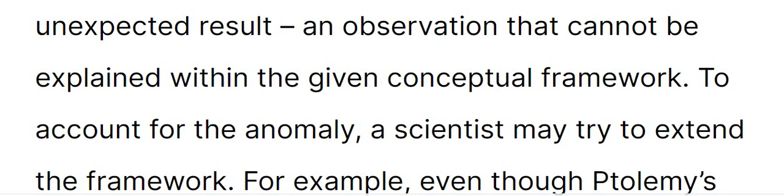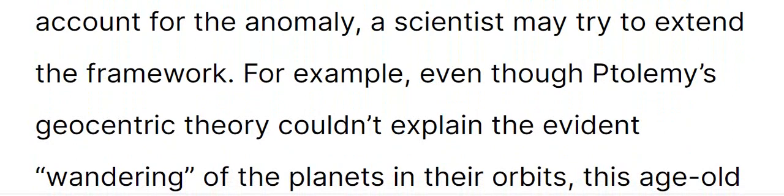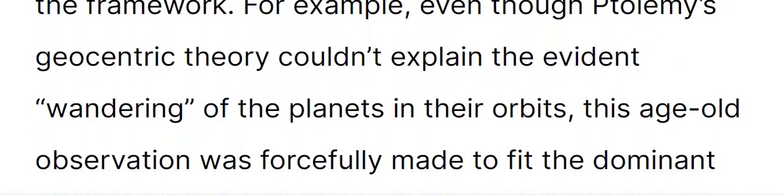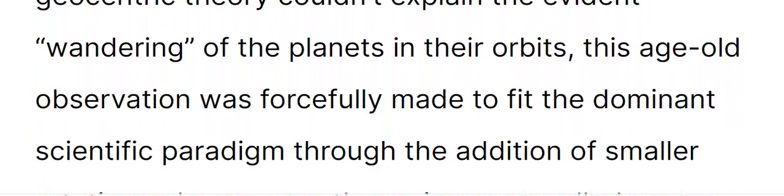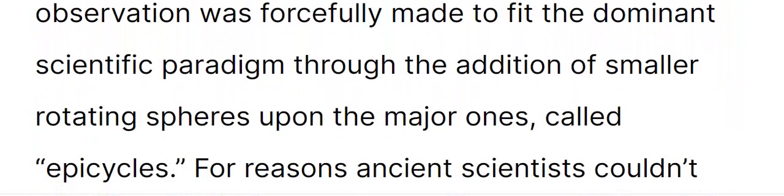To account for the anomaly, a scientist may try to extend the framework. For example, even though Ptolemy's geocentric theory couldn't explain the evident wandering of the planets in their orbits, this age-old observation was forcefully made to fit the dominant scientific paradigm through the addition of smaller rotating spheres upon the major ones, called epicycles.